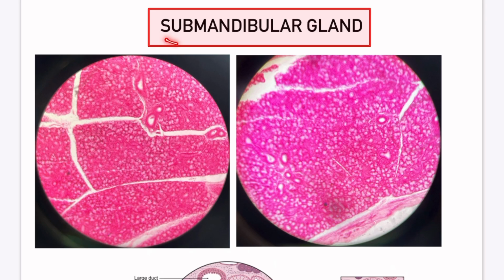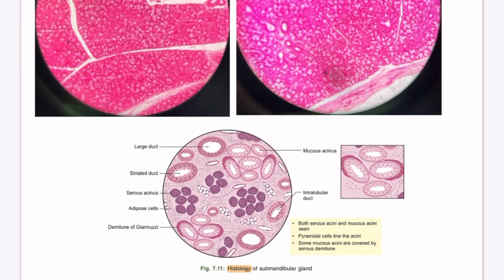Hello everyone. So this is the slide of submandibular salivary gland. You can appreciate lightly stained as well as darkly stained area in almost equal amount in these two slides. So it is also known as mixed or submandibular kind of salivary gland.